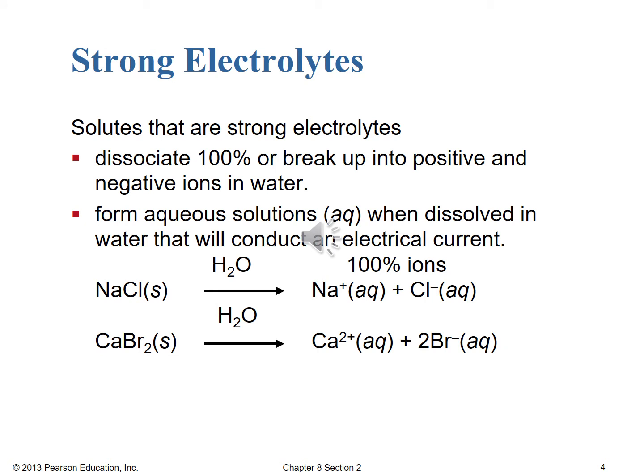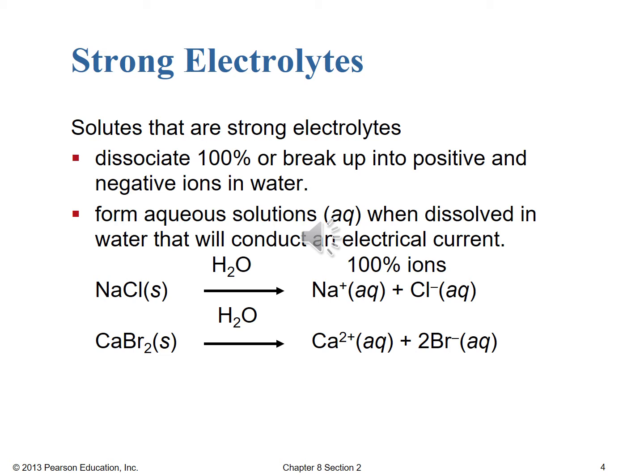Okay, so if we want to focus on those strong electrolytes for a little bit, the strong electrolytes are strong because they dissociate or break up completely or nearly completely. Again, we don't quite tell the truth all the time here in the general chemistry section of the course, but almost 100% break up into positive and negative ions in water. They form aqueous solutions when dissolved in water that will conduct an electrical current. Because the ions are dissolved in water and mobile, they can conduct.